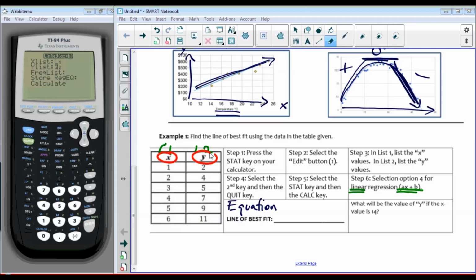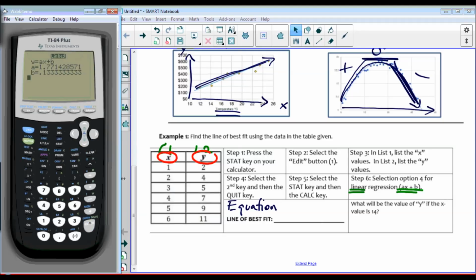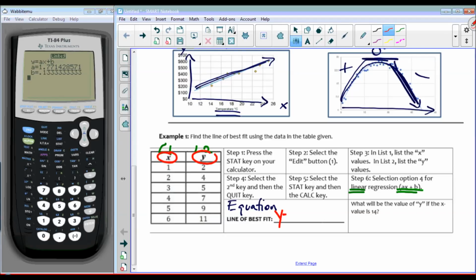We don't really need to change anything else about this. Yours might look a little bit different. You might just have to hit enter. I have to go down to calculator and hit enter there. And that gives me my coefficient of x, the a, which is 1.77. So my coefficient, or really the slope of the line of best fit, is 1.77 times x plus the b value, which is the y-intercept, plus 0.13 repeating. That's the equation of the line of best fit. The a goes in front of the x, b goes really where b is in slope-intercept form.